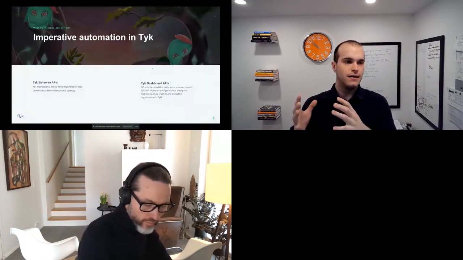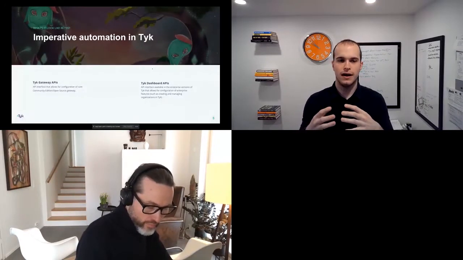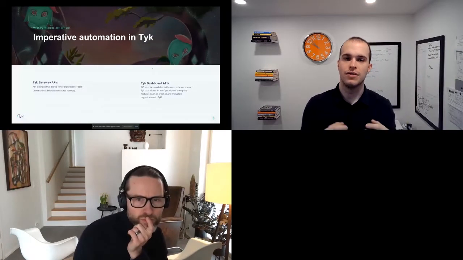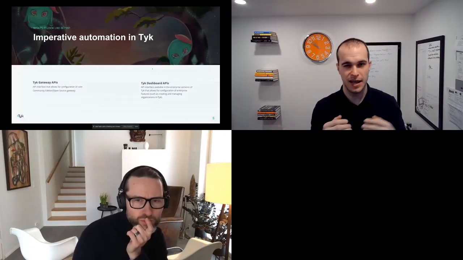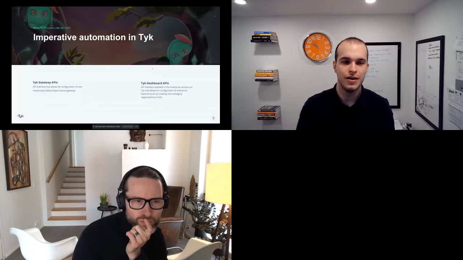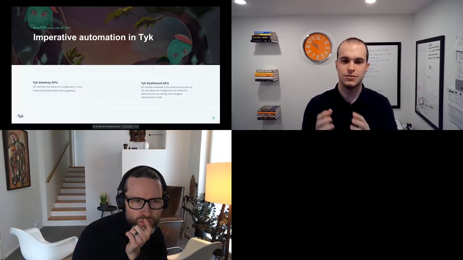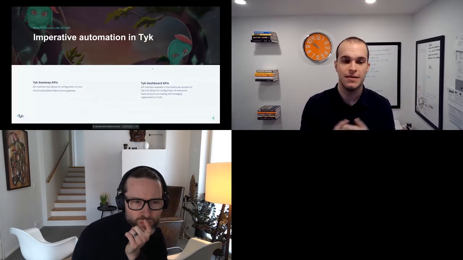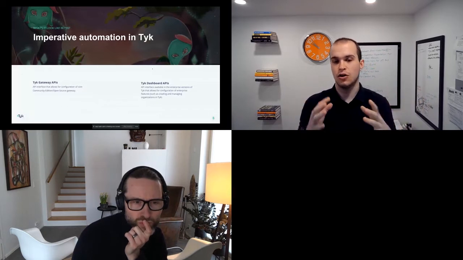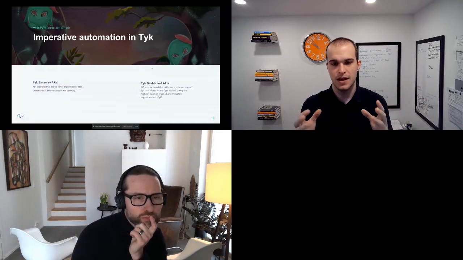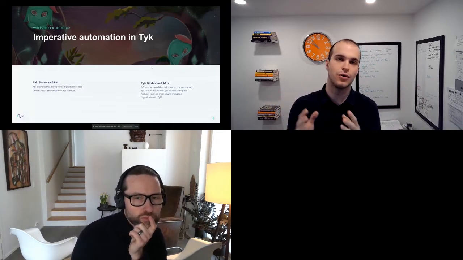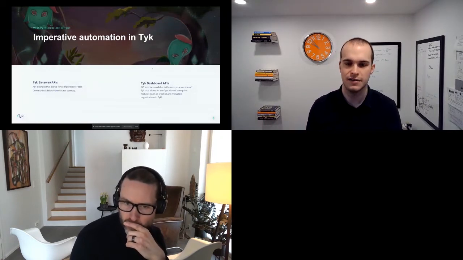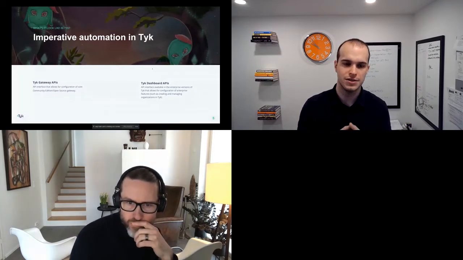Now, within Tyke, we do support a couple of different ways of supporting both of those paradigms. With imperative automation within Tyke, so being able to put that step-by-step build together, you can use our Tyke gateway APIs. For this, you could build a script that allows you to configure the core of the API management system. And then we also have the dashboard APIs for those who are using the enterprise version. It gives you a little more extended functionality and a few more configuration options.